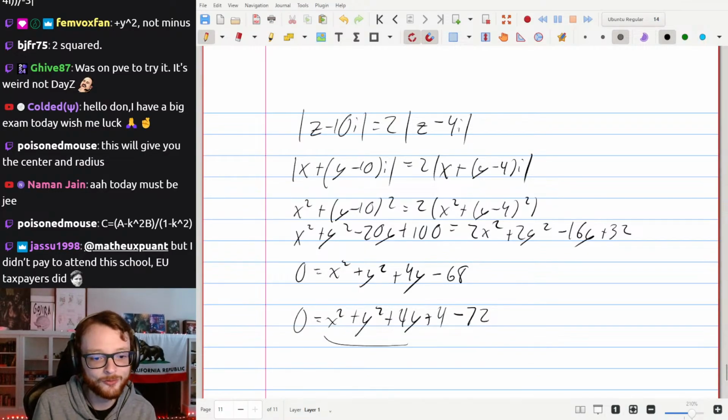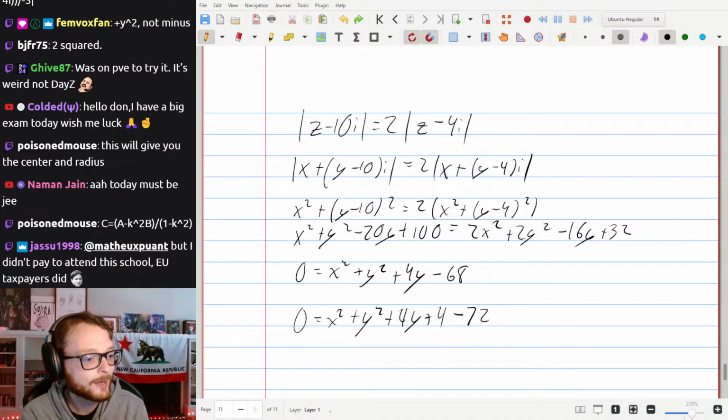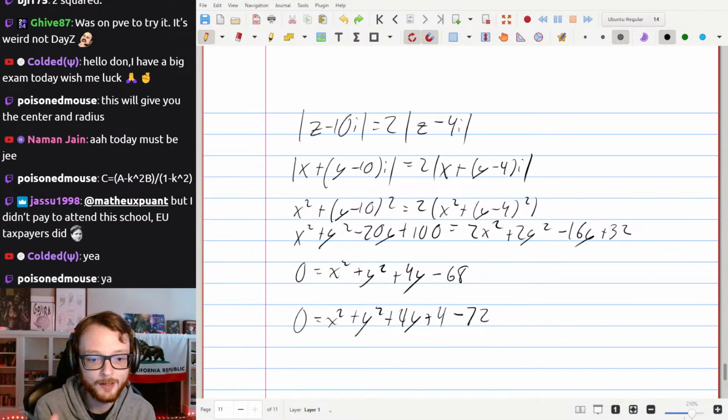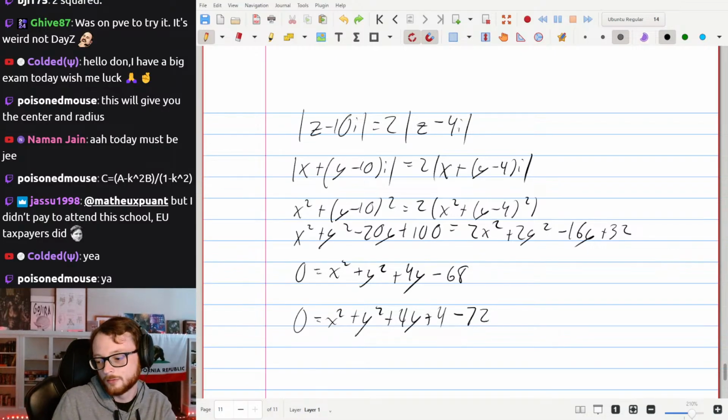I'm getting the right center here. Oh right, that formula Poison Mouse mentioned in the Stack Exchange thread. I just wanted to see it this way for myself. I'm getting the wrong radius though. That's the issue. I flipped a sign on that 68, I think. Or I flipped some sign somewhere.